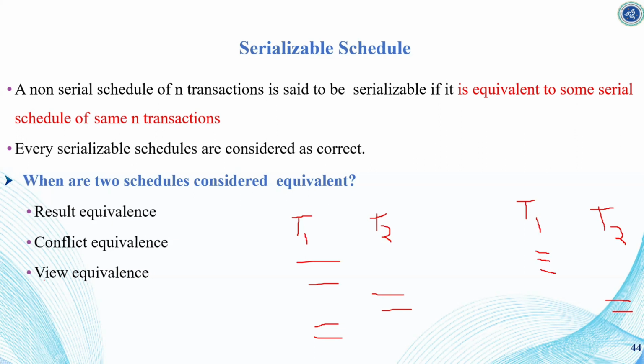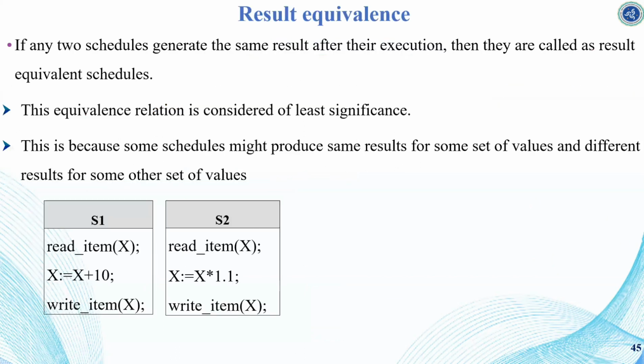When two schedules are given, to decide whether they are equivalent we have to check three possibilities. The first one is result equivalent, the second one is conflict equivalent, and the third one is view equivalence. We will see them one by one. First, result equivalent.